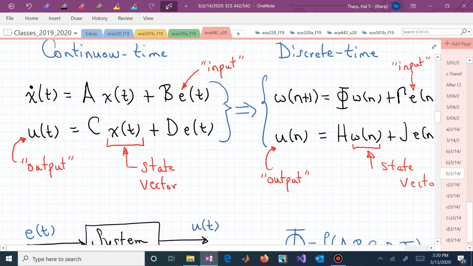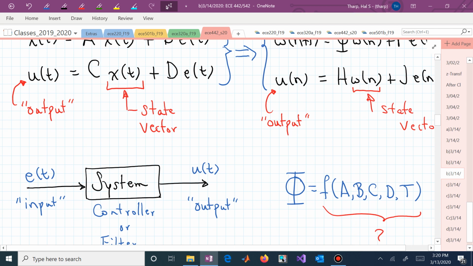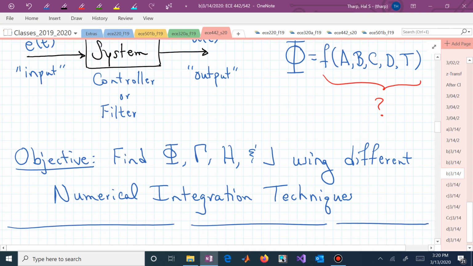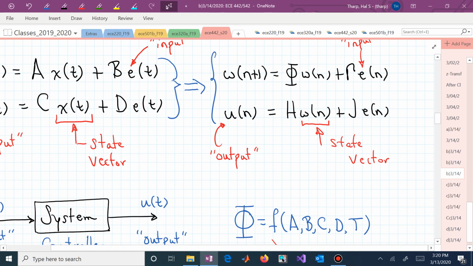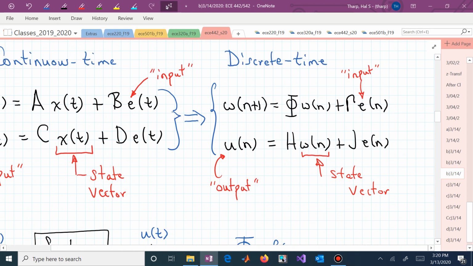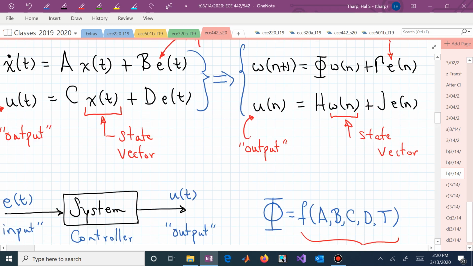If somebody gives you A, B, C, and D, and they tell you what the sample period is, T, or you have to find it, and you can find it by looking at the eigenvalues of A. You would maybe sample at 30 times the fastest eigenvalue of A, and that would be your capital T. You now have A, B, C, D, and T. We want to know, how do you use those matrices to come up with phi, gamma, h, and j, so that we can now have a state space representation between the input E of n and the output U of n.